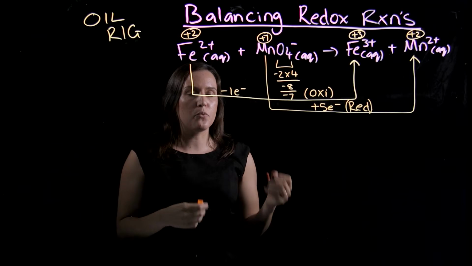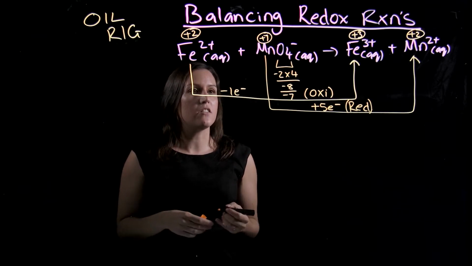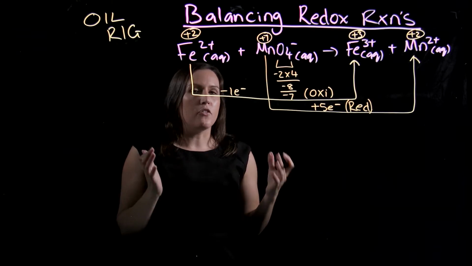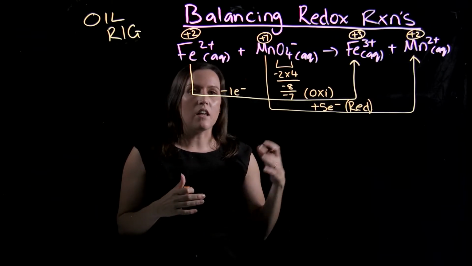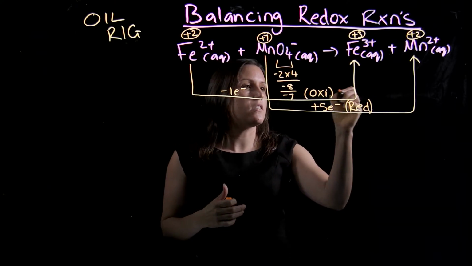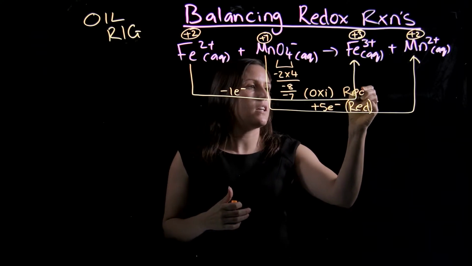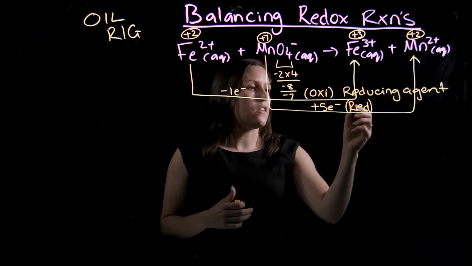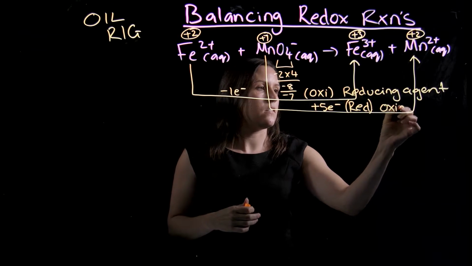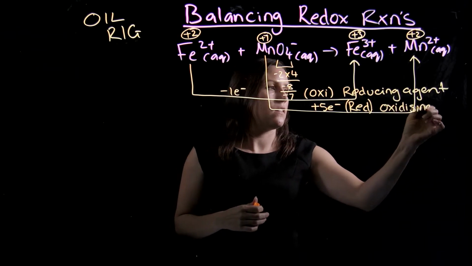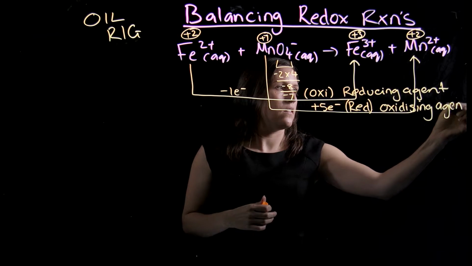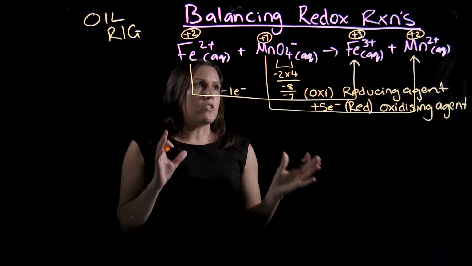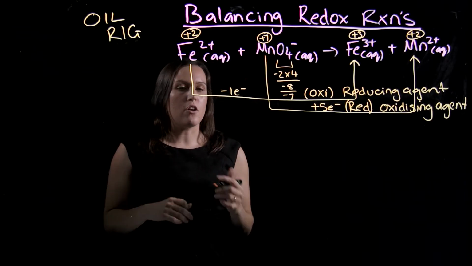Okay, so now in terms of which is the oxidizing and reducing agent, remember, if it itself is being oxidized, it's a reducing agent because it's making the other thing become reduced. So the oxidized part would be the reducing agent, and the reduced part would be the oxidizing agent. Okay, so that's what we've got to start with. So now we actually need to go through and balance this one.